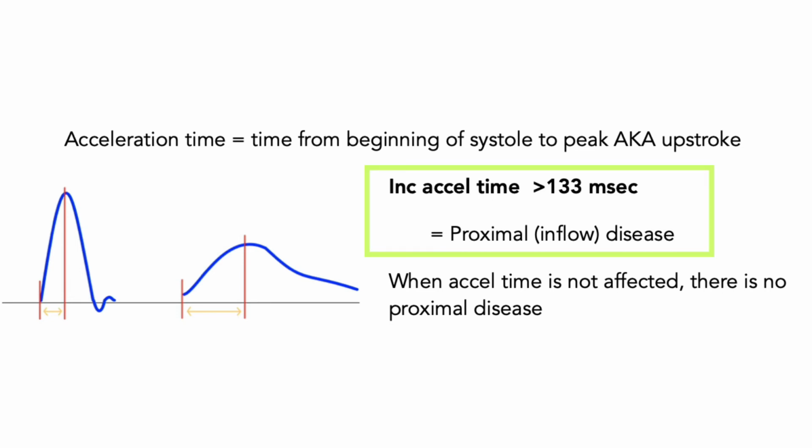So an acceleration time greater than 133 milliseconds in the lower extremities would be an indication of having inflow or proximal disease. When the acceleration time is not affected at all, even if the waveform appears abnormal, then that means there is no proximal disease. So normal upstroke, no disease before us. Abnormal upstroke, there was disease before us.